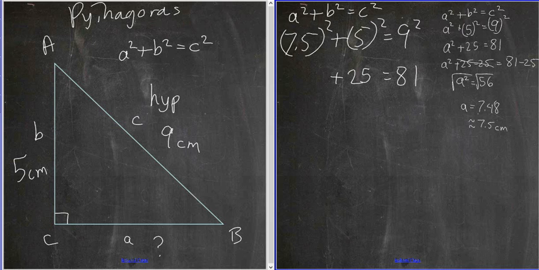56.25. So 56.25 plus 25 is equal to 81.25, so yes, it is approximately equal. We're a quarter over. So when we account for our rounding error, that is the correct answer. So that's our basic use of the Pythagoras theorem.